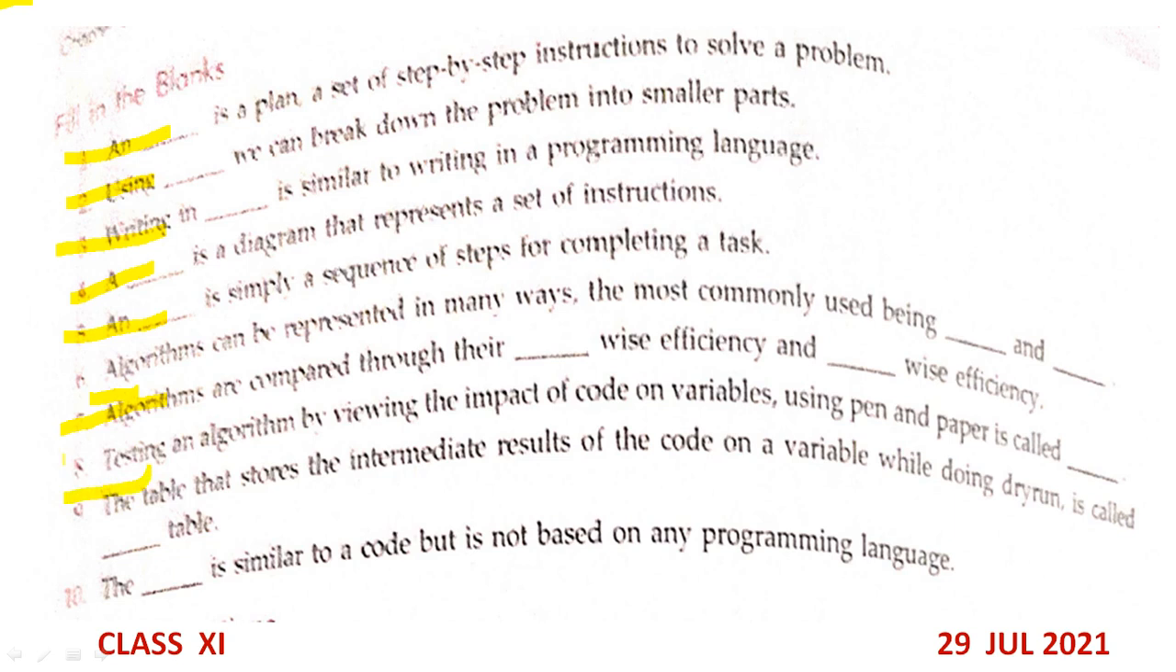One more we have left here. Algorithms are compared through their dash-wise efficiency and dash-wise efficiency, that is one is with respect to memory occupation, that is called space, and another one is time. So, that is how this will be. Here the answer will be space and time, and here it is a dry run that we have discussed. The table that stores the intermediate results of the code on a variable while doing a dry run is called dash table. It is called a trace table. We are going to trace the answers.